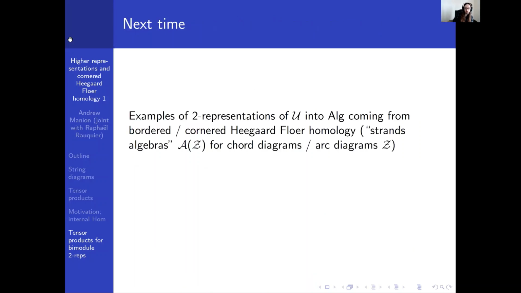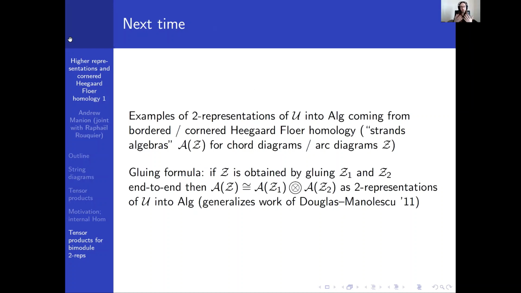And next time what we'll see is, like I said, examples of two representations of U into alg, not cat, like we were doing at the end, that come from these strands algebras in bordered Floer homology. And then we'll see how the Douglas-Manolescu gluing formula becomes a statement like A of Z is isomorphic to A of Z1 tensor A of Z2 as DG algebras.